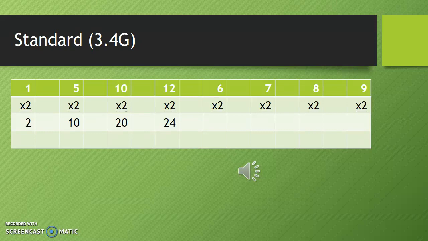7 times 2 equals 14. 8 times 2 equals, don't forget about those doubles. 8 doubled is 16. 9 times 2 equals, you got it, 18. 9 plus 9 equals 18. 9 doubled is 18, and 9 times 2 is 18.